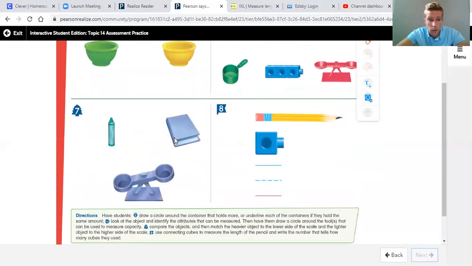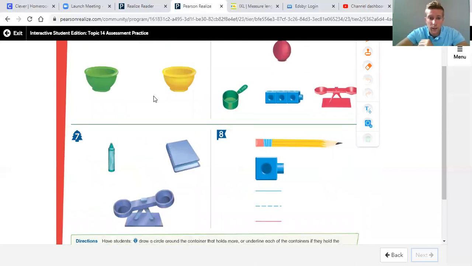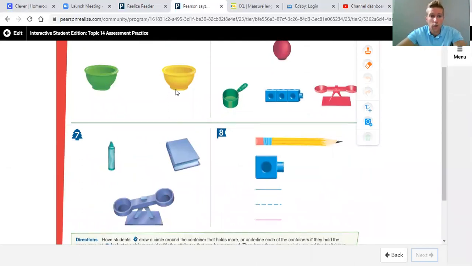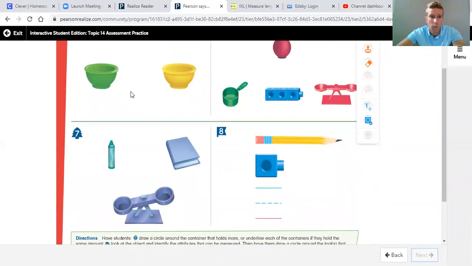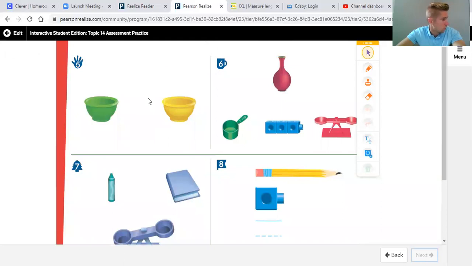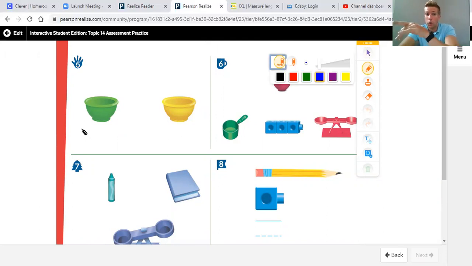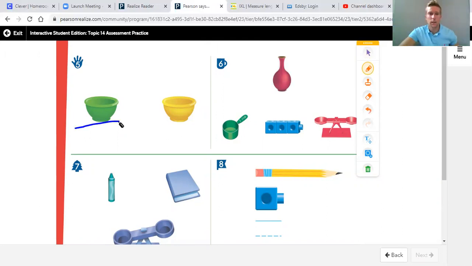Number 5 says, draw a circle around the container that holds more, or underline them if they hold the same amount. So which one of these holds more, or underline it if they hold the same amount? What do you think? Did you circle them or did you underline them? I think you know that they hold the same amount, so we are going to underline them, right?